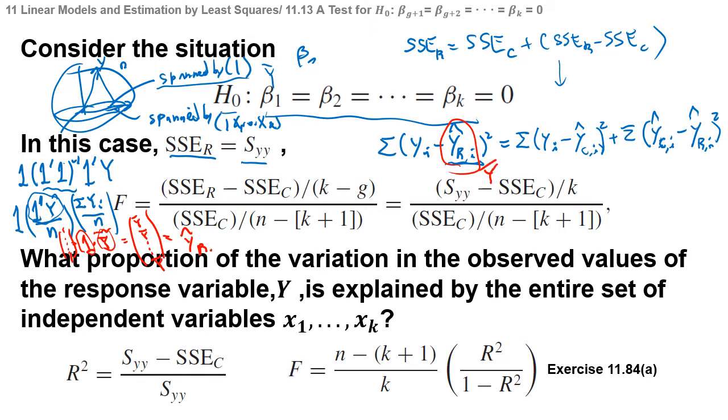and in this case the sum of (yi minus y bar) squared is Syy. So if all the betas are 0, that means SSER is the same as Syy. And so our F can be calculated like this.